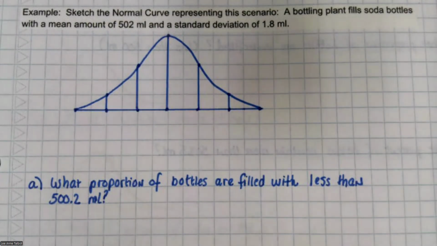A bottling plant fills soda bottles with a mean amount of 502 milliliters and a standard deviation of 1.8 milliliters.